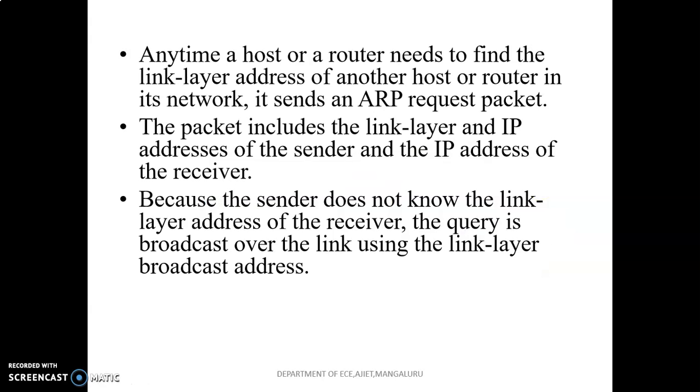Anytime a host or a router needs to find the link layer address of another host or router in its network, it sends an ARP request packet. It will send a request, telling that I should know to whom I have to send this. This packet includes the link layer and IP address of the sender and the IP address of the receiver. Because the sender does not know the link layer address of the receiver, the query is broadcast over the link using the link layer broadcast.